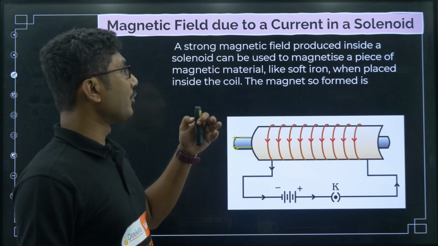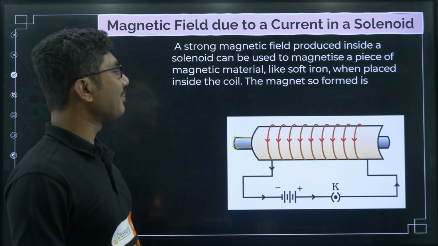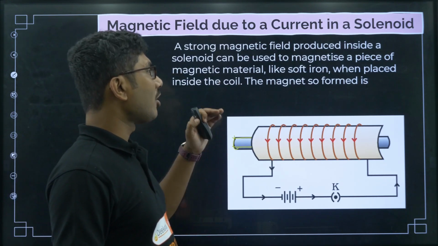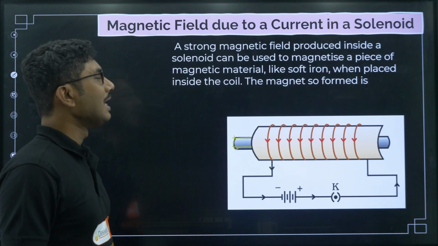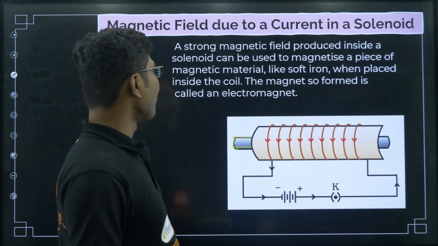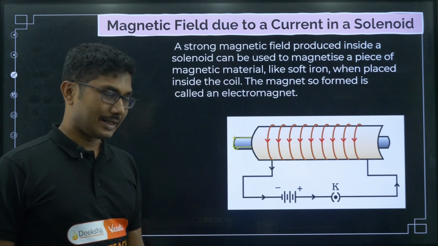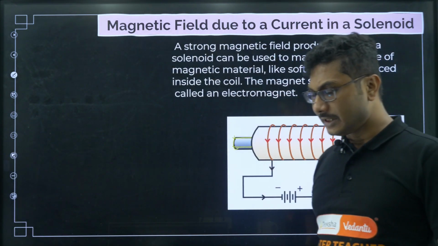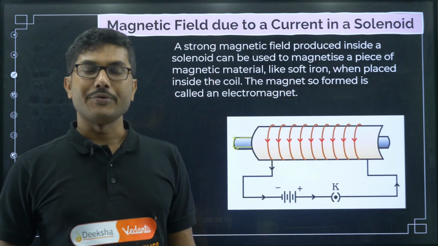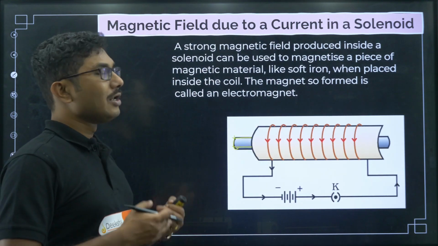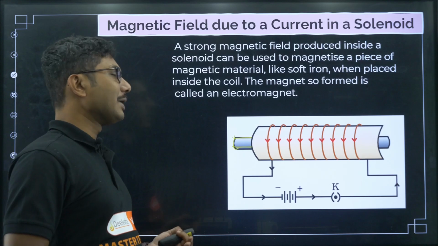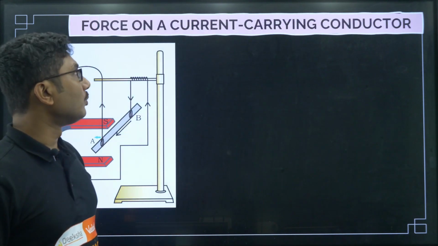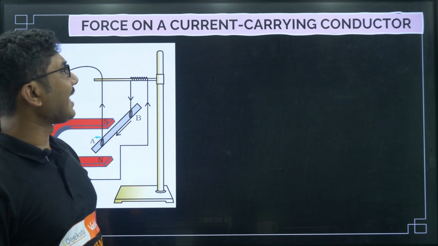The strong magnetic field produced inside a solenoid can be used to magnetize a piece of magnetic material like soft iron. When placed inside the coil, the magnet so formed is called an electromagnet. Obviously, it is called an electromagnet because this magnetism is induced by electricity. If you switch off the electricity, the magnet loses its property and becomes a normal piece of iron like previously, right.